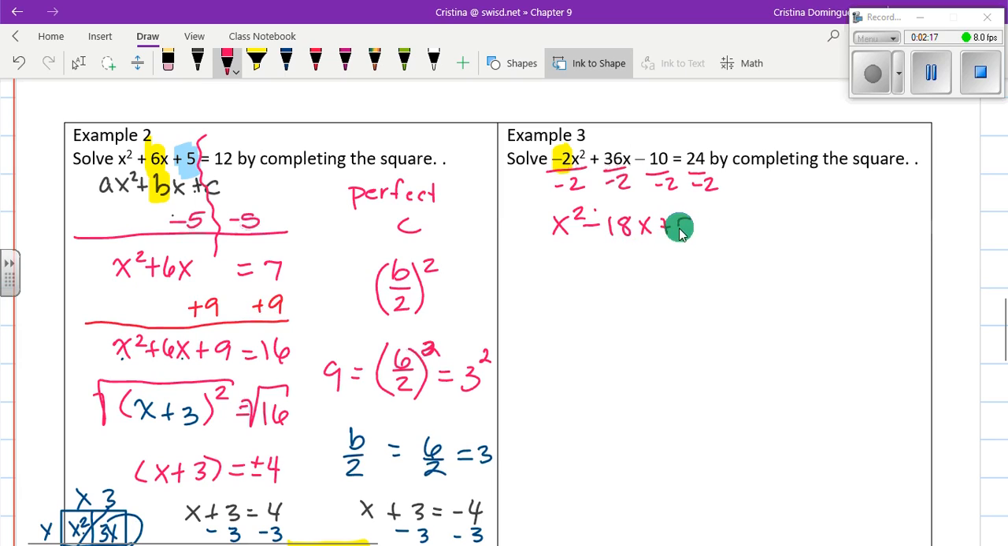Okay. So then, oh, I'm recording. Yeah. So 24 divided by negative 2 is negative 12. All right. Beautiful. Now what I've got to do is make room for my perfect C.